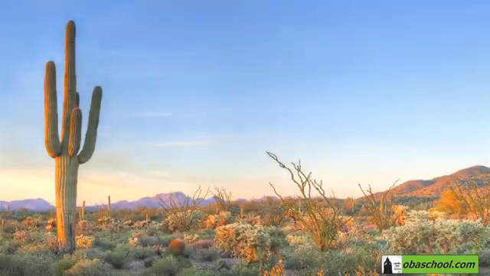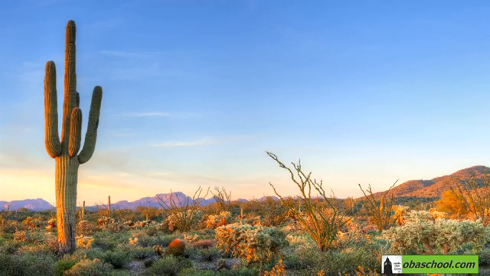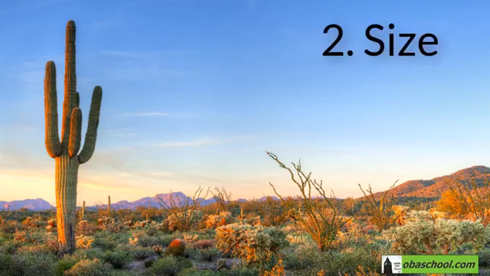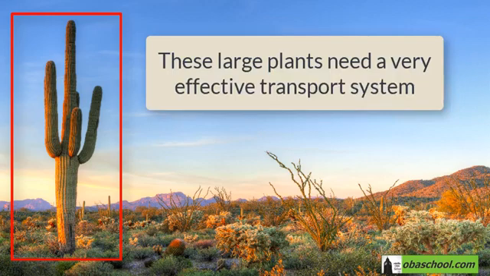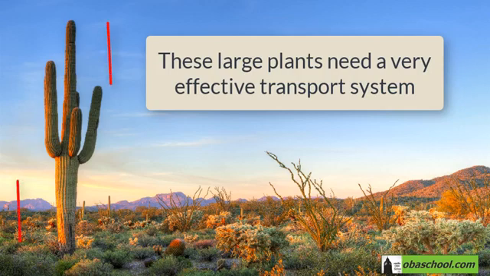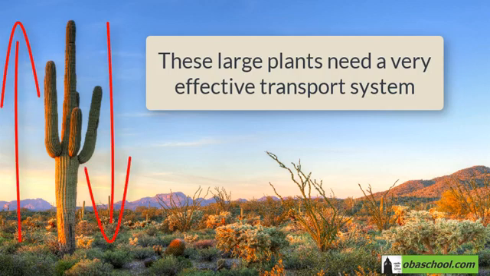The second reason why plants need a transport system is the size of the plants. Many plants are large and some of them are enormous. This means that these plants need very effective transport systems to move substances both up and down from the tip of the roots to the topmost leaves and stems.